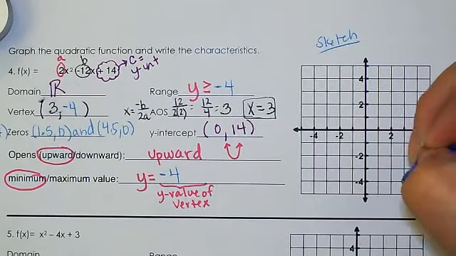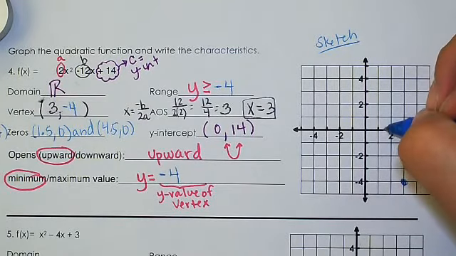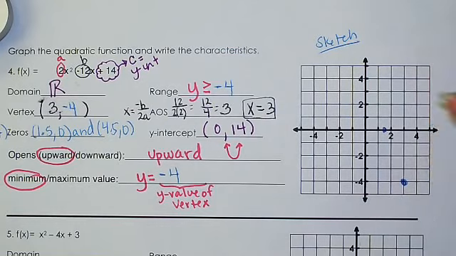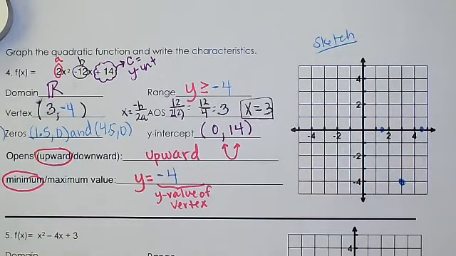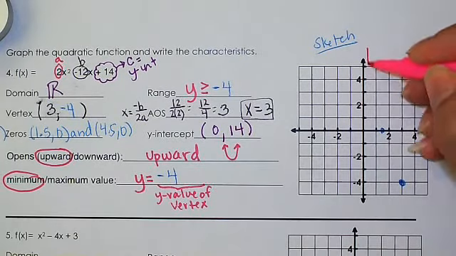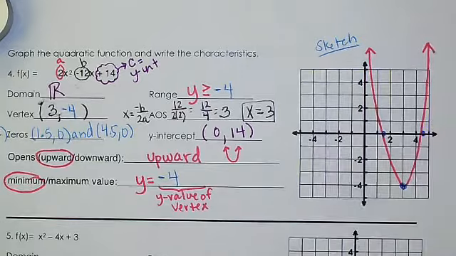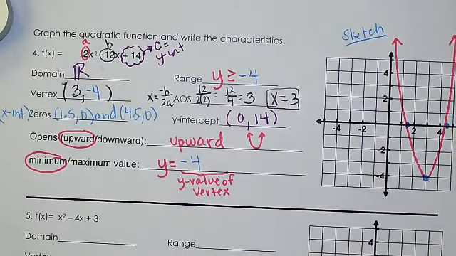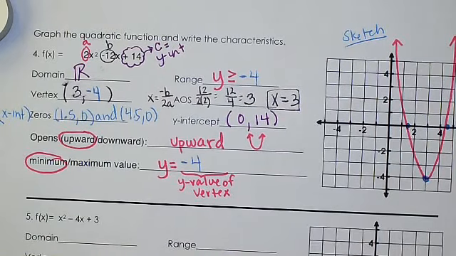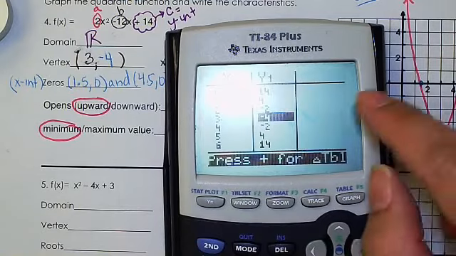So now you just make a sketch. You graph your vertex, 3, -4, and graph your zeros, 1.50 and 4.50. And you don't even need to graph anymore. It's just a sketch. There we go. And that's how you answer all the information when the quadratic is the one that's given.